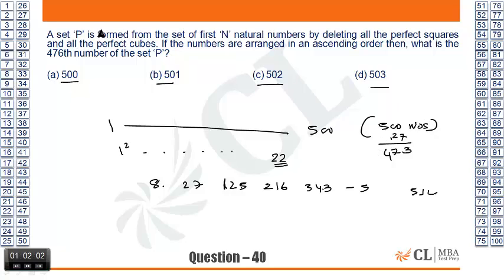473. Okay, what is it that we want? 476. So 500 gives 473, 501 is 474, 502 is 475, and 503 is 476. No perfect cube, no perfect square. 503. Okay, not bad.